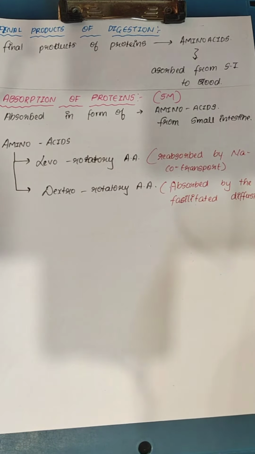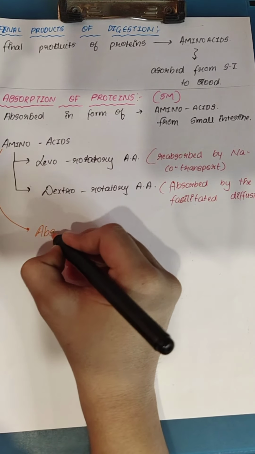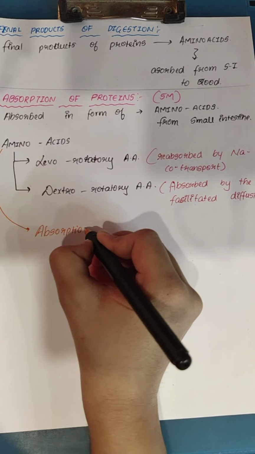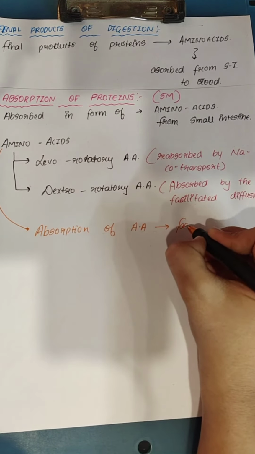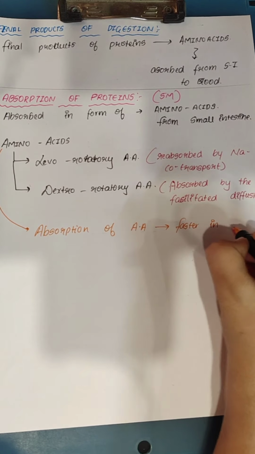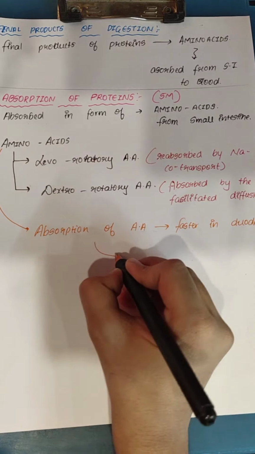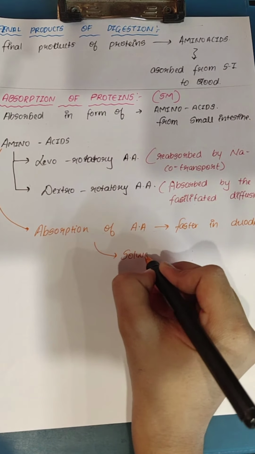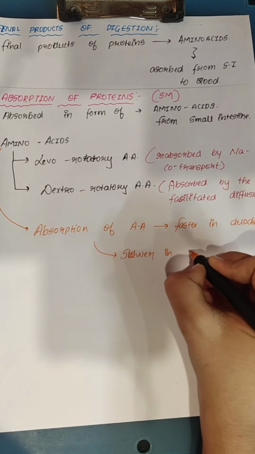Another important point is that absorption of amino acids is faster in duodenum and it is slower in jejunum and ileum.